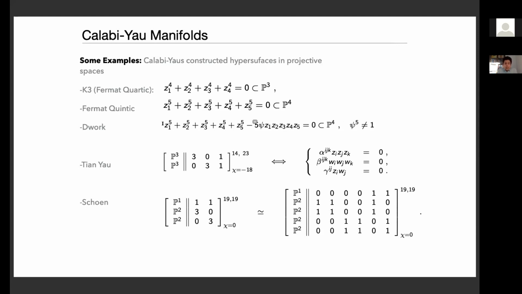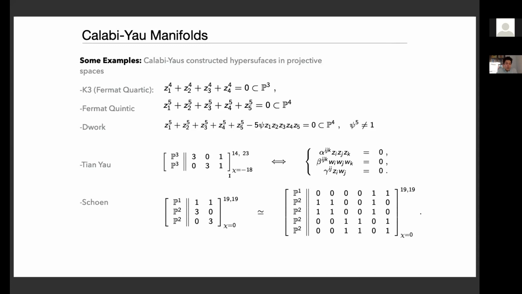And basically this Calabi-Yau becomes singular anytime psi is a quintic root of unity. Furthermore, one can take products of projective spaces and then cut the Calabi-Yau as an intersection of various hypersurfaces. So in this case, this is the Tian-Yau manifold. It's cut out of the product of P3 times P3 by a cubic in the first, a cubic in the second, and a bilinear equation in both P3s. It's very interesting because it has Euler number minus 18.